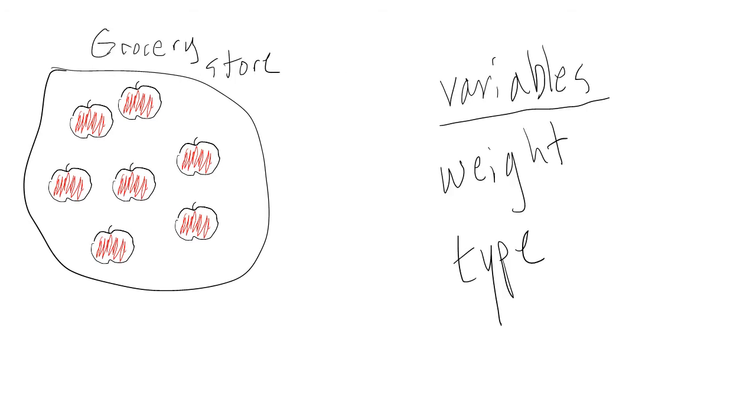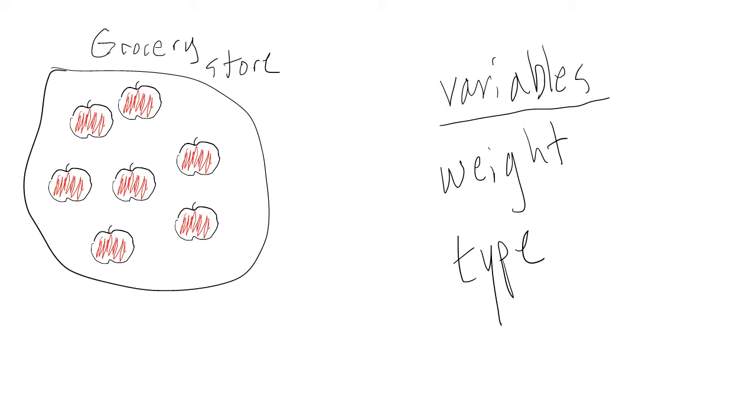In statistics, a variable is any characteristic or trait that varies across members of the population. It is called a variable because it varies. For example, if we were interested in the apples at a grocery store, weight could be a variable because weight varies across all of the apples in our population.